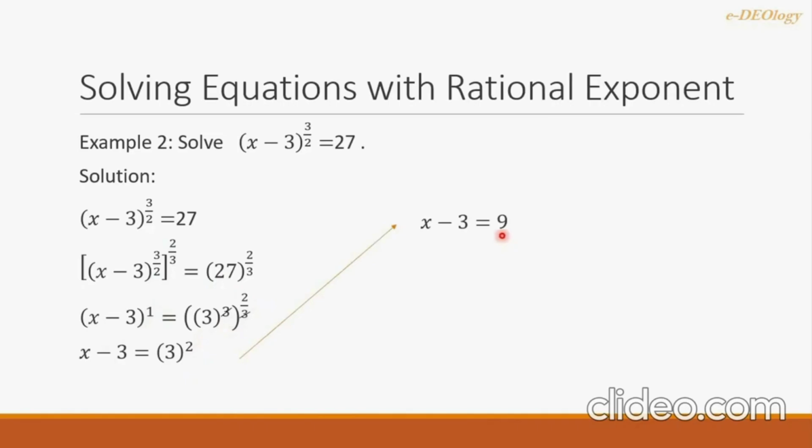And then, it is easy to put x alone on one side. The negative 3, we will simply shift it to the right side. So the negative 3 becomes positive 3. And then 9 plus 3 is equal to 12. So x is equal to 12. That is our final answer.